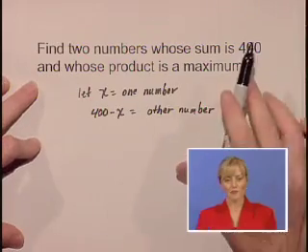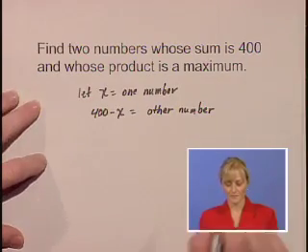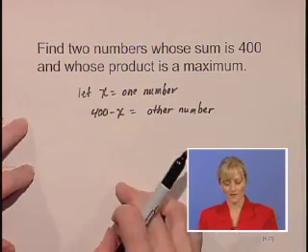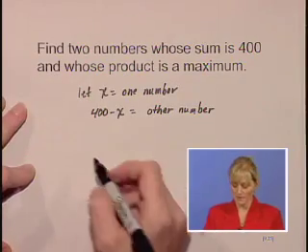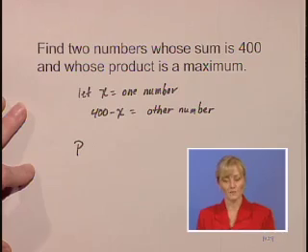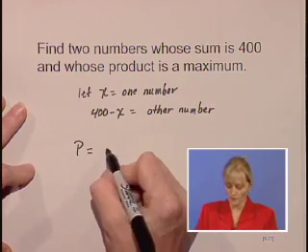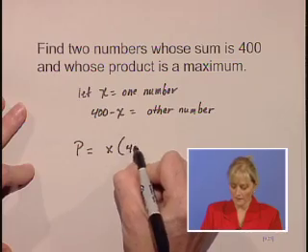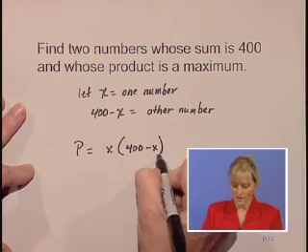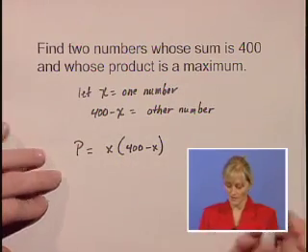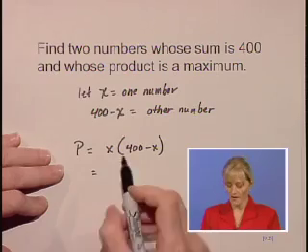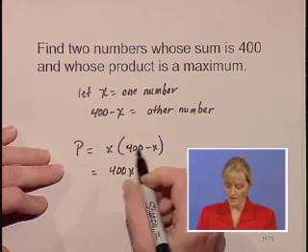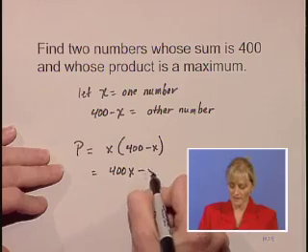They also tell us that this product is a maximum. So we need to multiply our two expressions together to get a maximum. So that product we'll call P is equal to our first number multiplied by the other number. Simplifying that, we'll do distributive property. We'll have 400x, and then x times a negative x is a negative x squared.